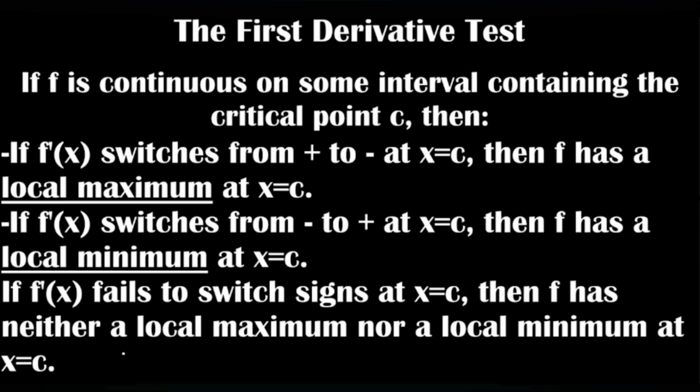So basically what this is saying is for this first one, if it switches from positive to negative, so you're increasing and then you start decreasing at this point c, you can kind of visualize in your head what that looks like, and that makes sense. On the other hand, if it's decreasing and then it's increasing, it had to have reached a minimum point somewhere before it switched. And on the other hand, if f prime fails to switch, so it stays increasing or it stays decreasing, like this, then it makes sense that you're not going to have a maximum or a minimum at that point.